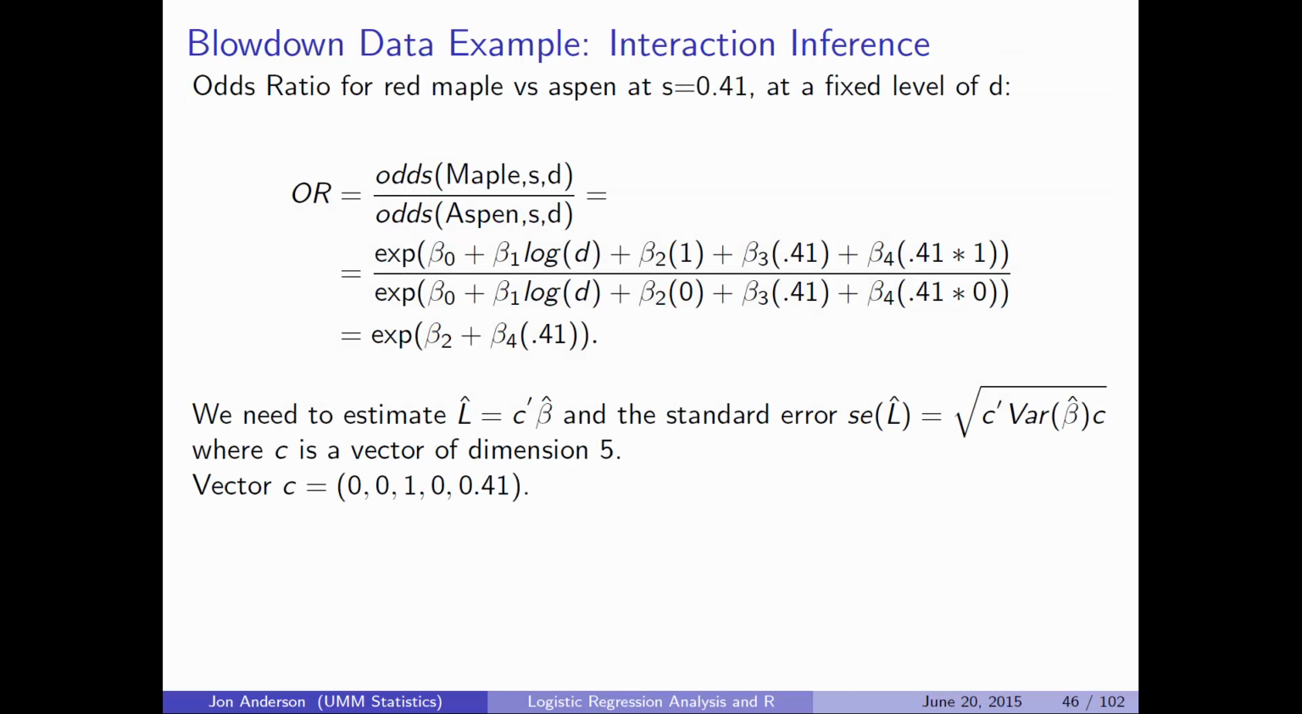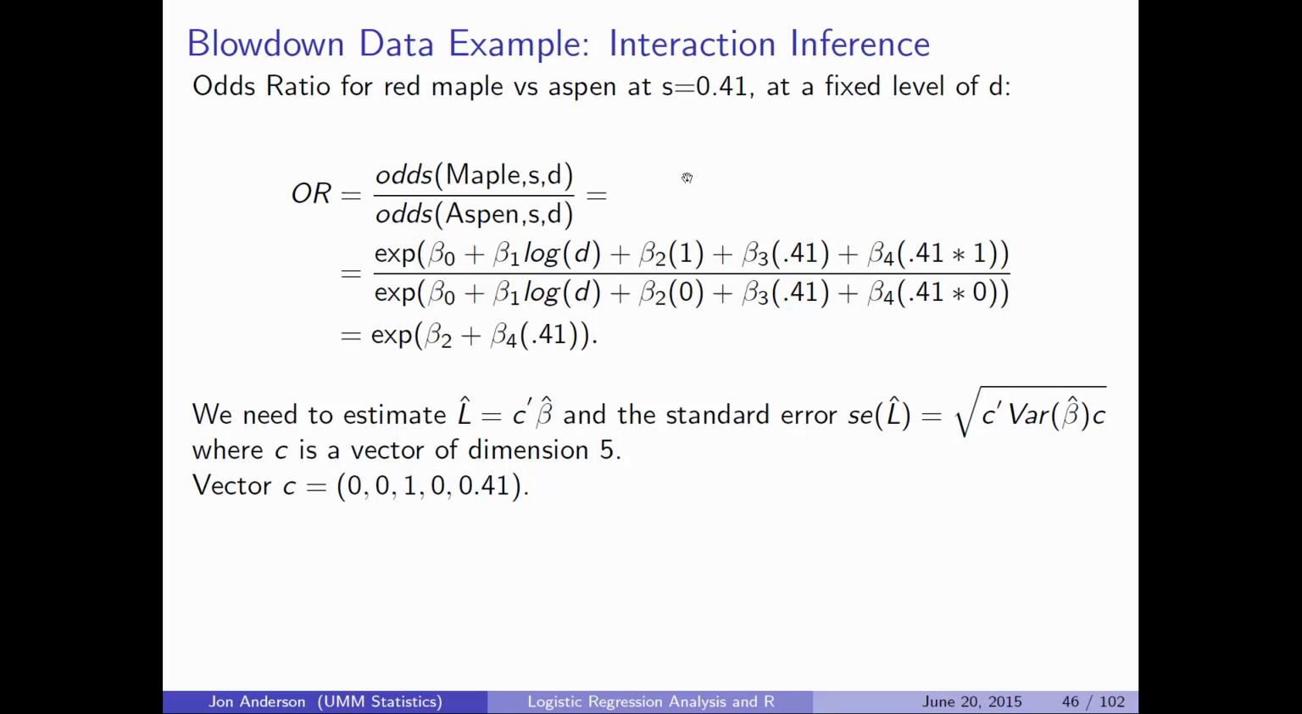Let's take a look at an effect that has interaction in it. Let's take a look at red maple against aspen. Now remember, the red maple and aspen species effect interacts with severity, so you have to specify a severity. Let's specify a severity of 0.41. That was a pretty typical severity in the data set. That I think means 41% of the trees in the area died.